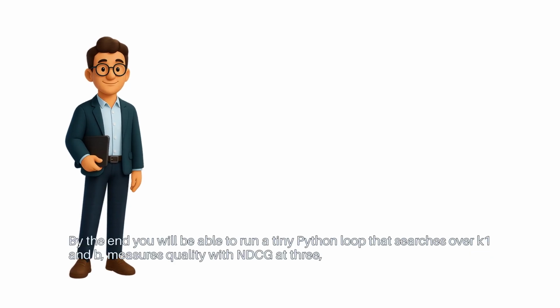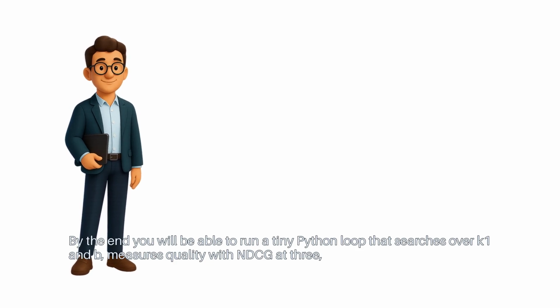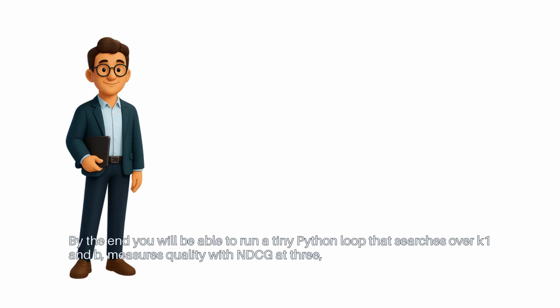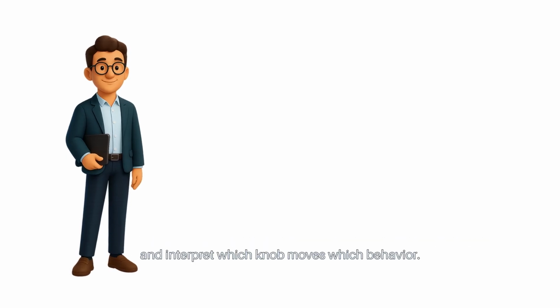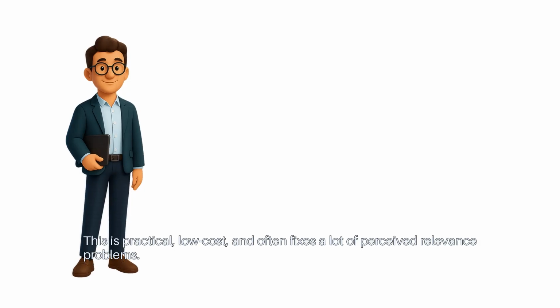By the end, you will be able to run a tiny Python loop that searches over K1 and B, measures quality with NDCG at 3, and interpret which knob moves which behavior. This is practical, low cost, and often fixes a lot of perceived relevance problems.